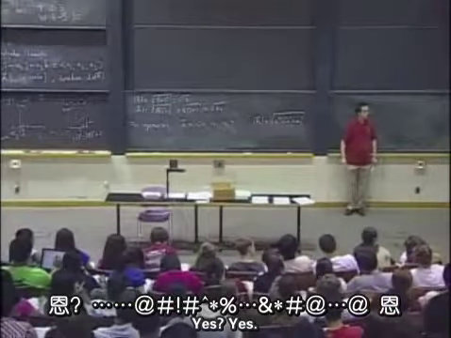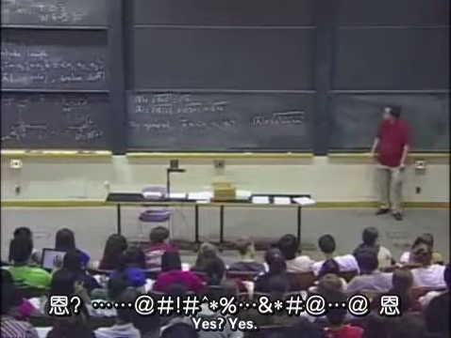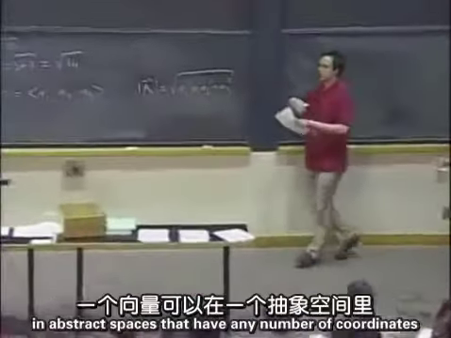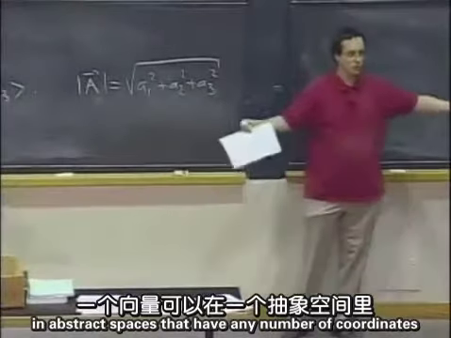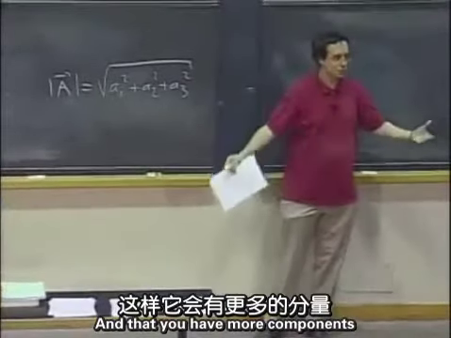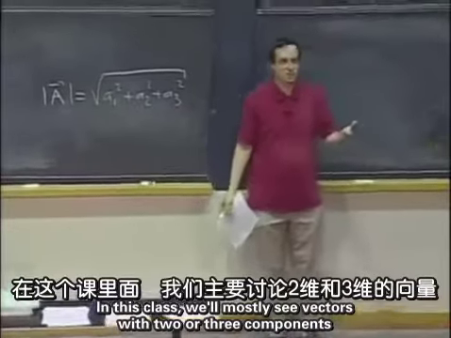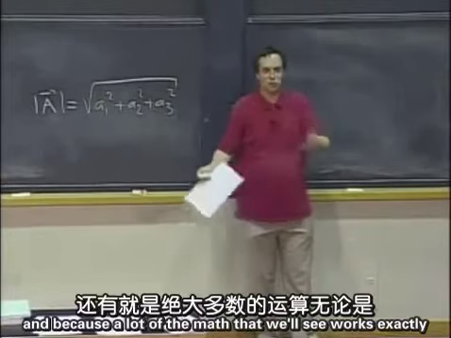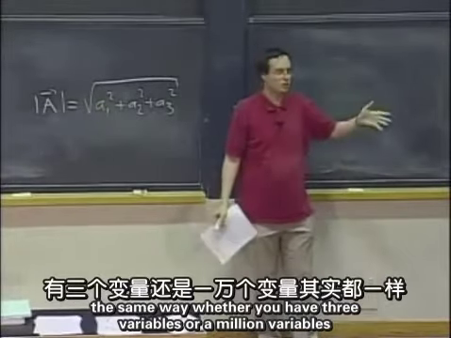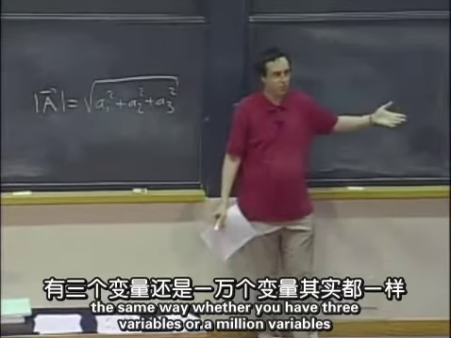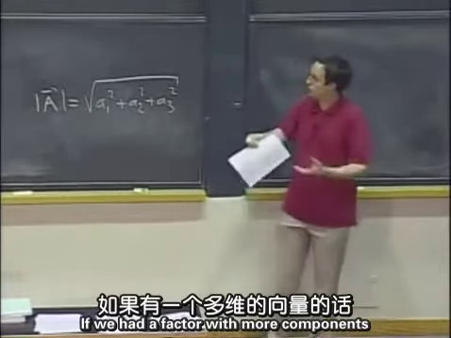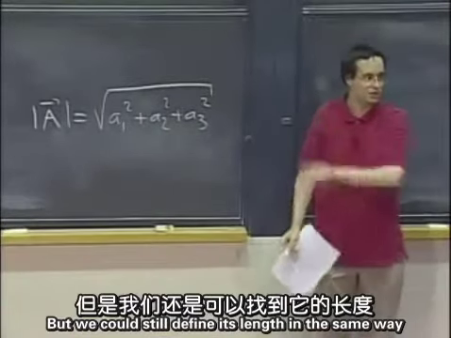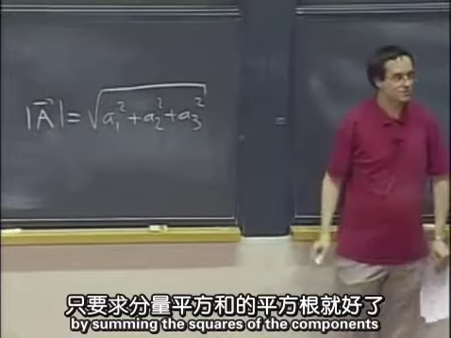Yes? Does this pattern continue for values above A3? Yes, so in general, we indeed can consider vectors in abstract spaces that have any number of coordinates, and then you have more components. In this class, we'll mostly see vectors with 2 or 3 components only, because they are easier to draw, and because a lot of the math that we'll see works exactly the same way, whether you have 3 variables or 1,000,000 variables. If we had a vector with more components, then we would have a lot of trouble drawing it, but we could still define its length in the same way by summing the squares of the components.